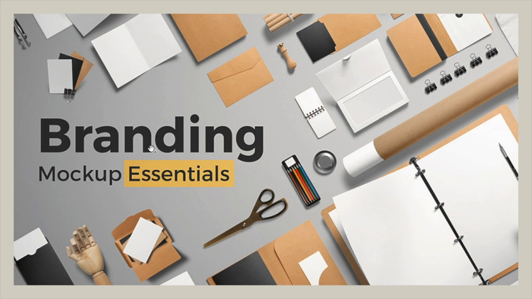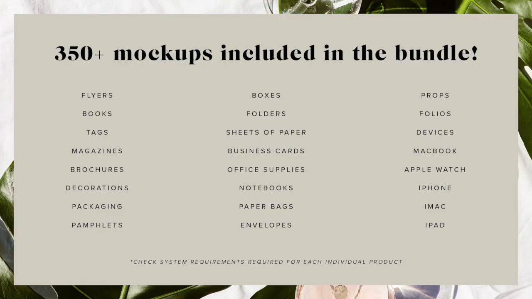There's office supplies, flyers, notebooks, tags, envelopes, sheets of paper, brochures, pamphlets, devices, decorations, boxes. There is a ton in this one. In this bundle that I put together, I partnered up with Design Cuts and we put together a package that includes over 350 freaking mock-ups. Like I said, this is the essential mock-up pack. So there are flyers, books, tags, magazines, office supplies, sheets of paper, devices, folios, boxes, props, paper bags, envelopes. There is a ton in here.